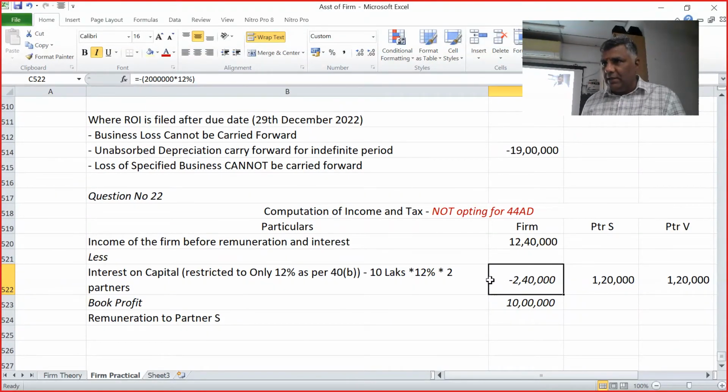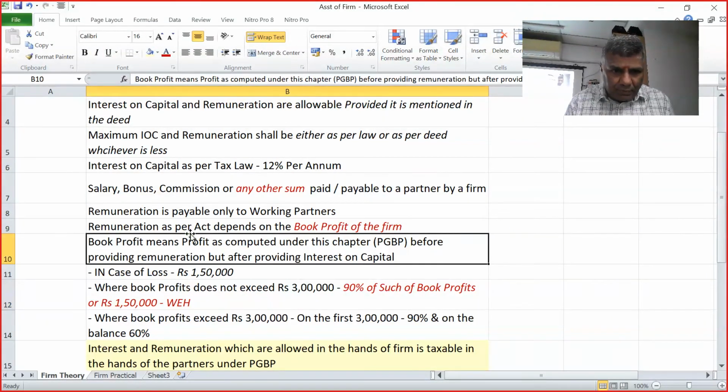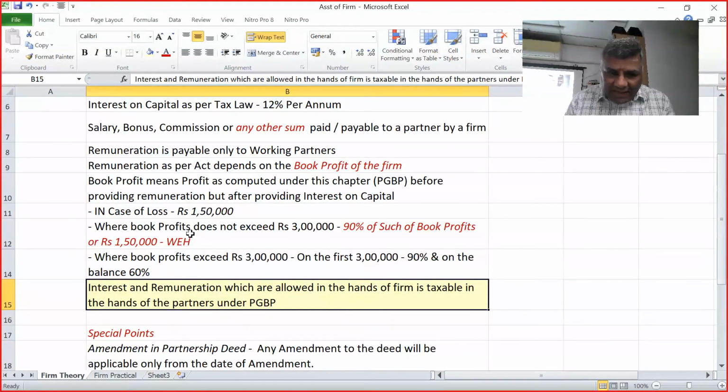The answer from my end is, the law says the allowable remuneration and interest is taxable in the hands of the partner. This is not doubly taxed. Interest and remuneration which are allowed in the hands of the firm is taxable in the hands of the partner. So even though they are getting 1,50,000 as interest, what is taxable in their hands is only 1,20,000, because whatever is allowed as deduction in the hands of the firm can only be taxed in the hands of the partner.